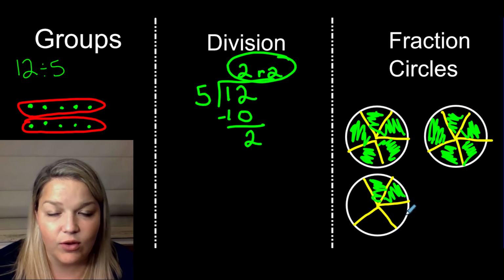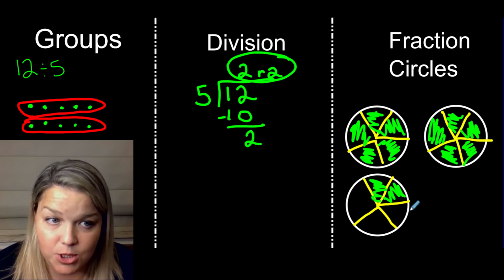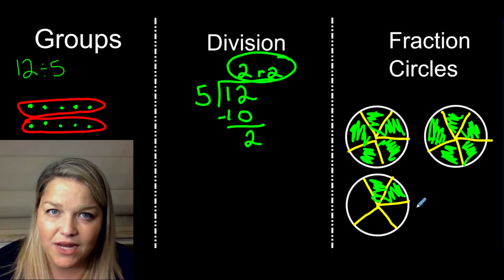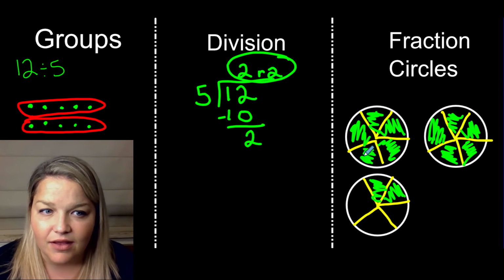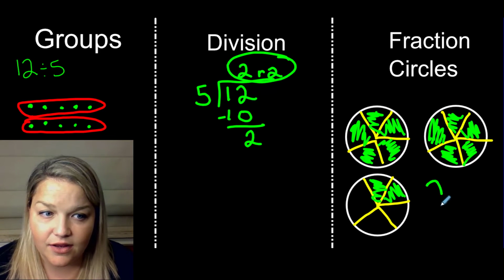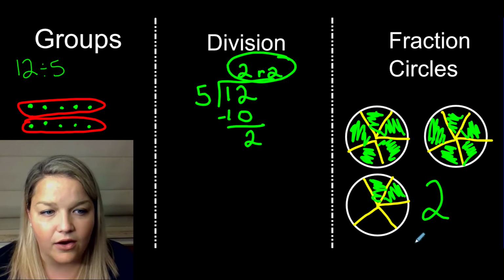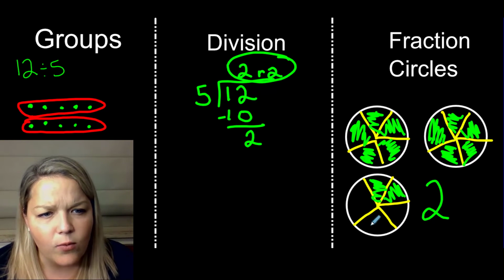Well, are you able to make any holes? Did you create any holes? Yeah, you did. How many did you create? Well, this circle is entirely filled in, and this circle is entirely filled in. So you created 2 wholes.